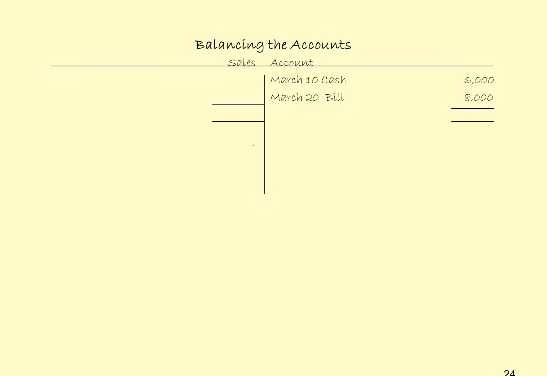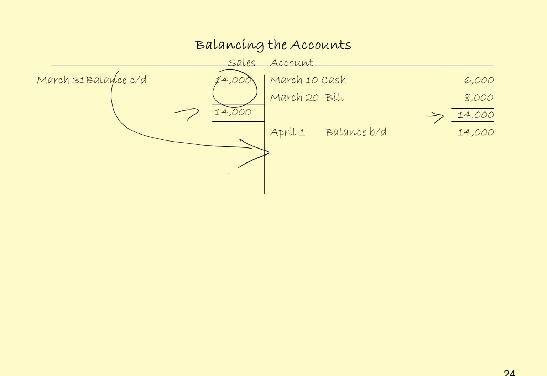Sales account. Well, sales are always on the credit side, and there's no transaction on the debit side, so I'm going to put in the total here and here, which is 14,000. And then I'll get the balancing figure in here, which of course will be 14,000. And we'll bring this down onto the credit side. April the 1st, balance brought down 14,000.